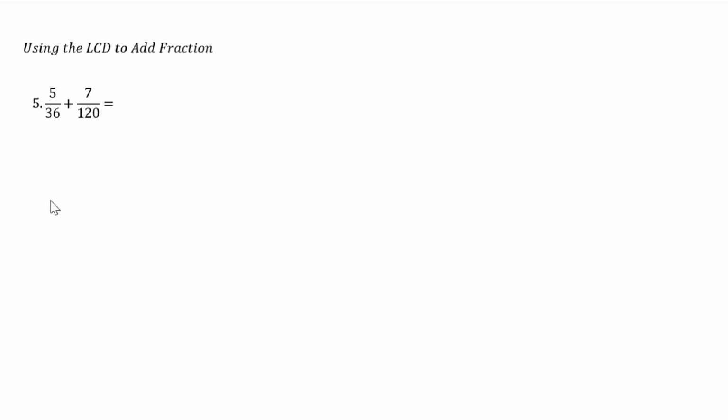Okay, next example, we're going to use the LCD to add fractions. Okay, for this example, 5 over 36 plus 7 over 120. In this case, since the denominators are quite big, then to find the LCD for that, let us recall how to factor each denominator into prime factors. So let us try to use prime factorization, but I just like to use the tree factorization.